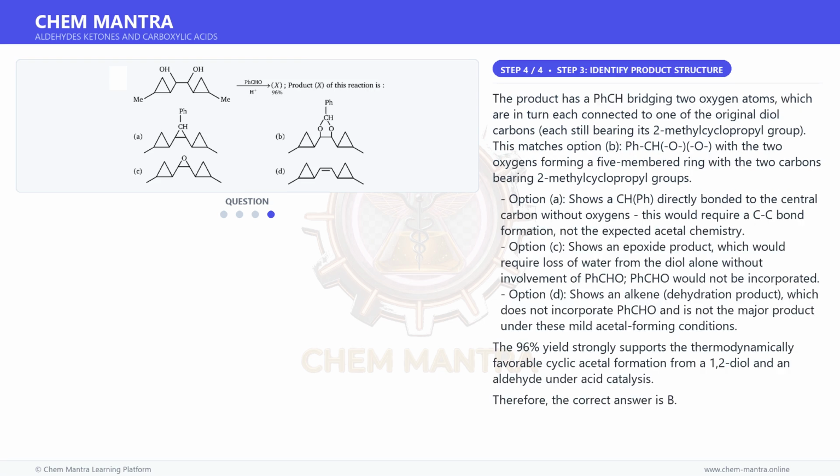And for the final step, the product has a PhCH bridging two oxygen atoms, which are in turn each connected to one of the original diol carbons, each still bearing its 2-methylcyclopropyl group. This matches option B, PhCH with two O's, with the 2 oxygens forming a 5-membered ring with the 2 carbons bearing 2-methylcyclopropyl groups. Option A shows a CH, Ph, directly bonded to the central carbon without oxygens.